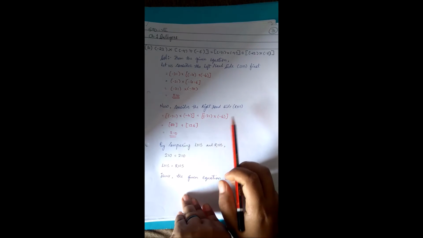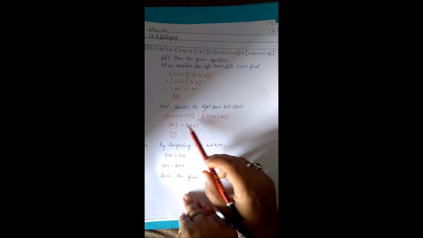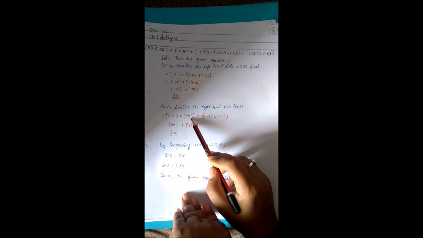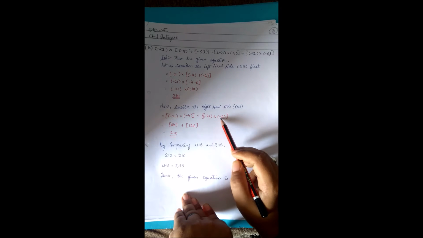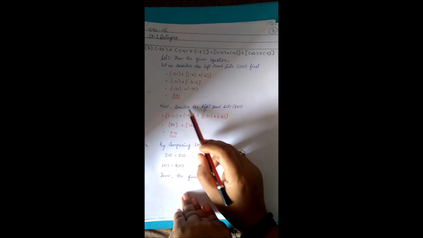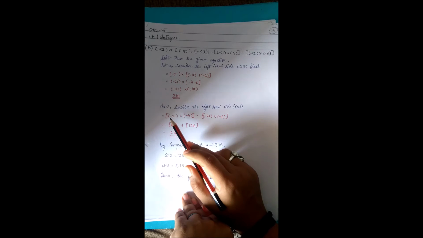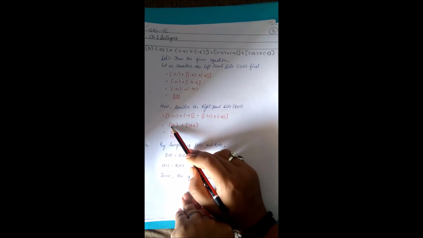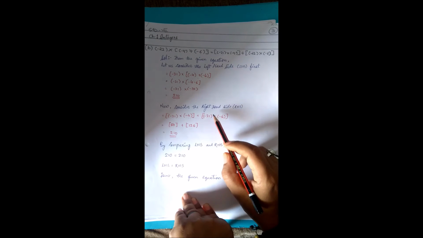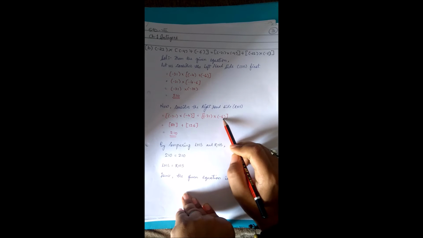Now we will take RHS. So minus 21 into minus 4 plus minus 21 into minus 6. First we will solve the first bracket, that is minus 21 into minus 4. So 21 into 4 is 84. Minus minus will become plus. This plus sign. Then minus 21 into minus 6.